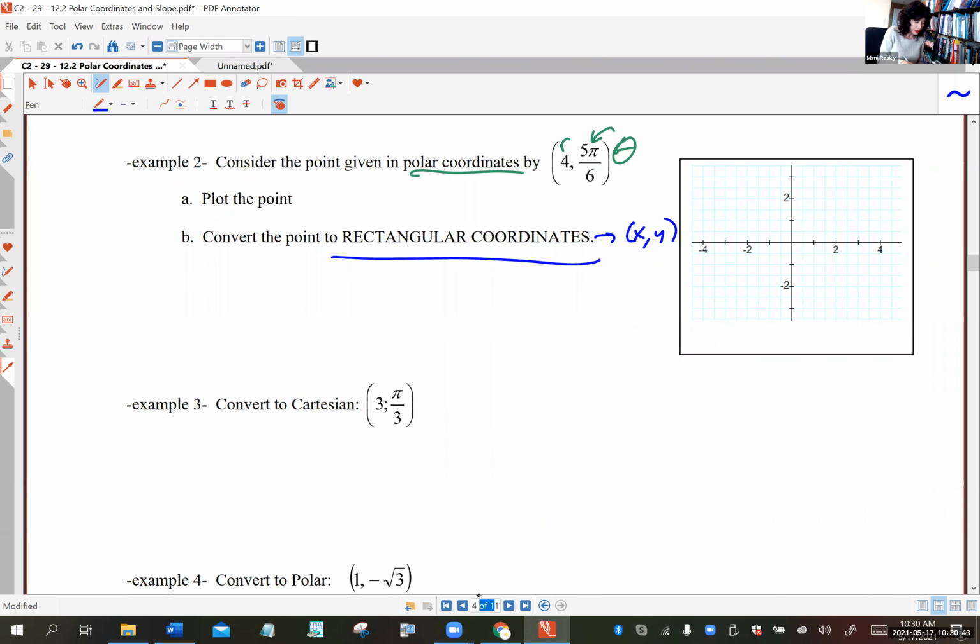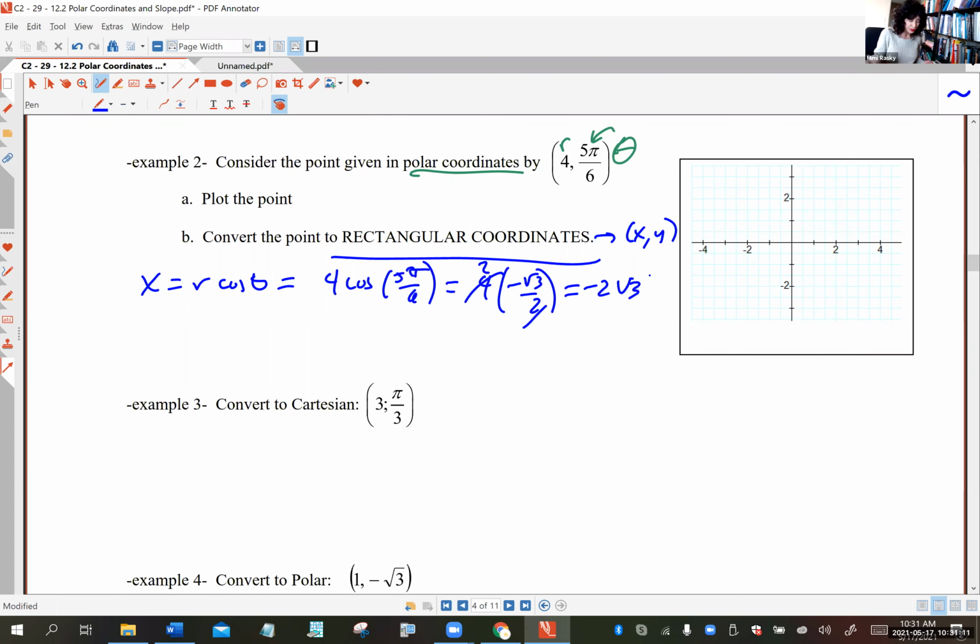And this is pretty easy because x is equal to r cos theta. So for us, that's 4 cosine 5 pi 6. Uh-oh. What the heck is cosine 5 pi 6? Go look at your unit trig circle. Negative square root of 3 over 2. Perfect. Thanks, Alexa. You are absolutely correct. And reduce this to lowest terms. And I get -2 root 3.